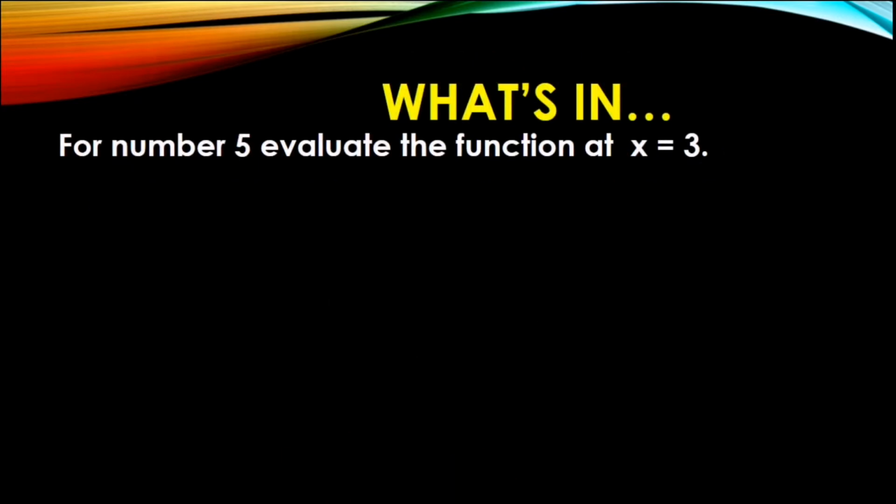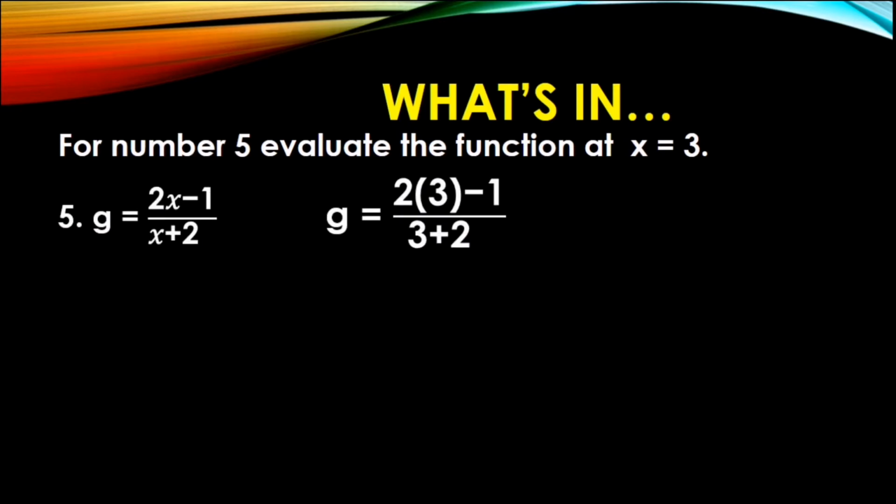For number 5, evaluate the function at x equals 3. We have the given g(x) equals (2x minus 1) divided by (x plus 2). That will become g(3) equals (2 times 3 minus 1) divided by (3 plus 2). So we substitute the value of x, which is equal to 3. Next, 2 times 3 is equal to 6, copy minus 1, and then 3 plus 2 is equal to 5. So we have g equals (6 minus 1) divided by 5.